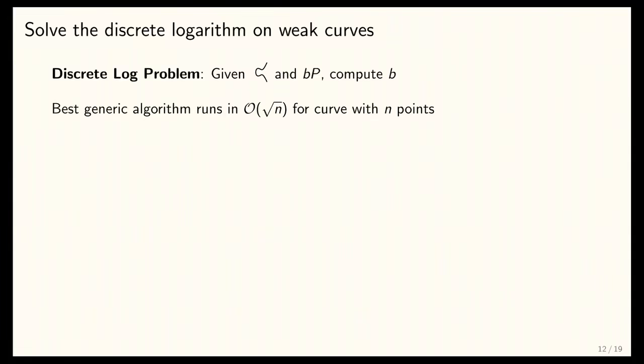So now let's look at our first attack vector, which is solving the discrete logarithm directly on some weak curves. So the discrete log problem is that given the curve parameters and a point on the curve, BP, we want to recompute the private key, B. So the best generic algorithm we have for this, which is the best algorithm we have for elliptic curves, runs in O of square root of n time for a curve with n points. So for a 256-bit curve, this algorithm will run in about time 2 to the 128.